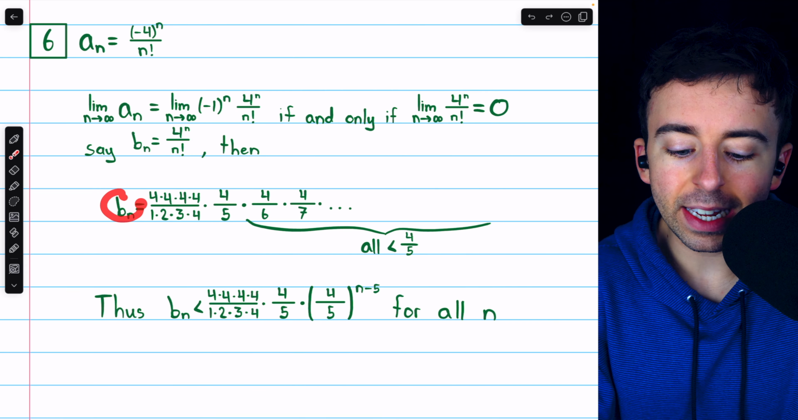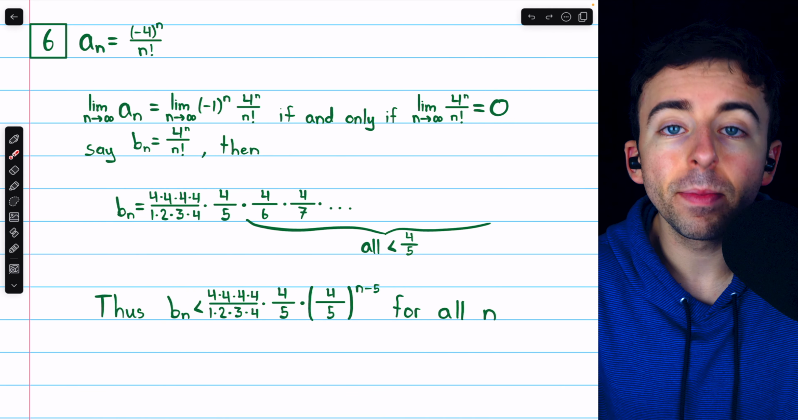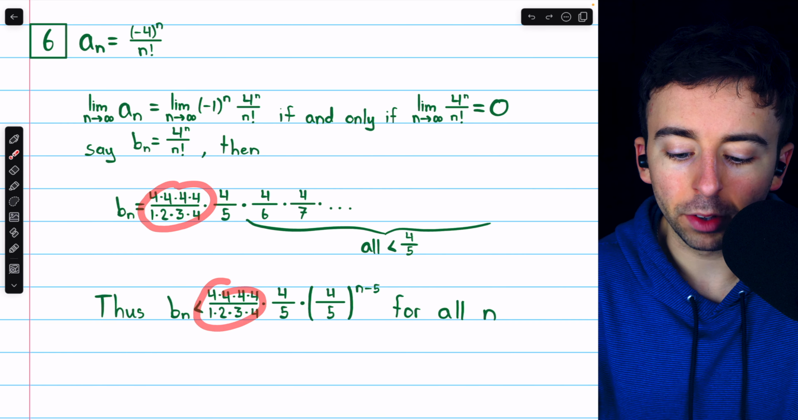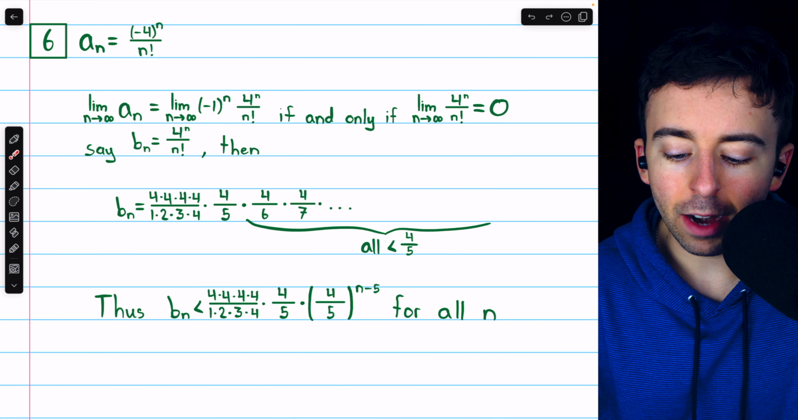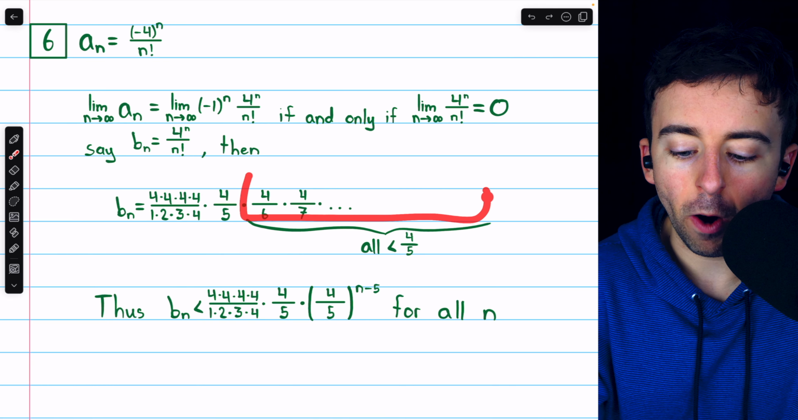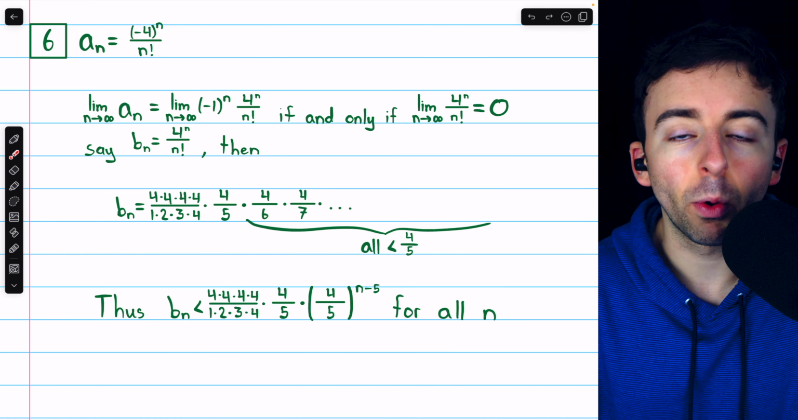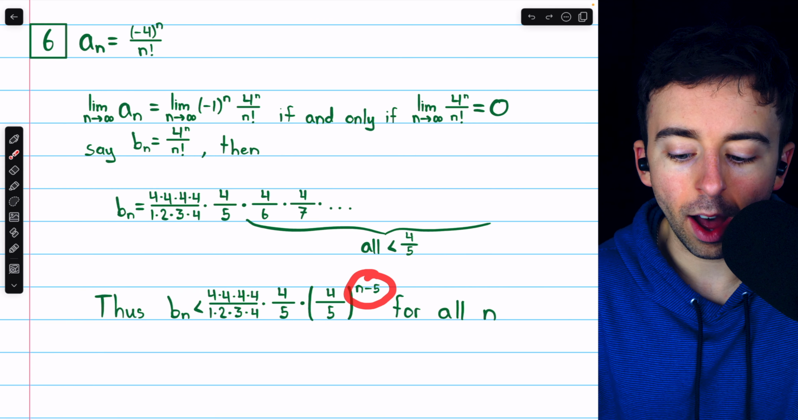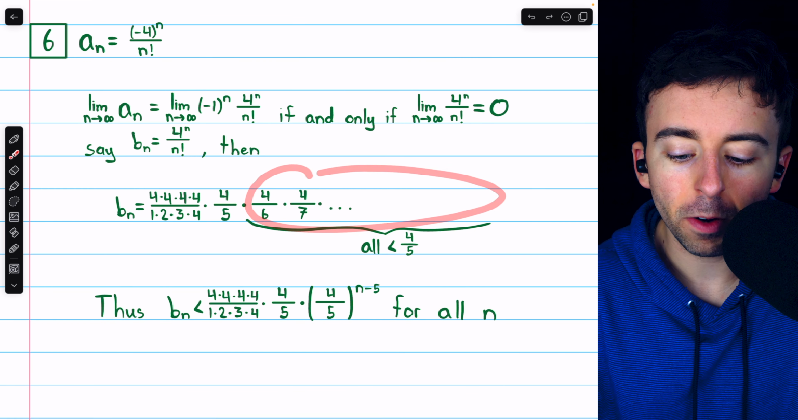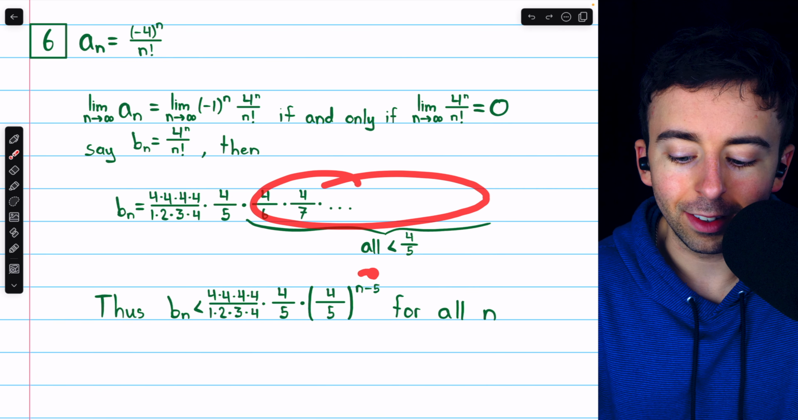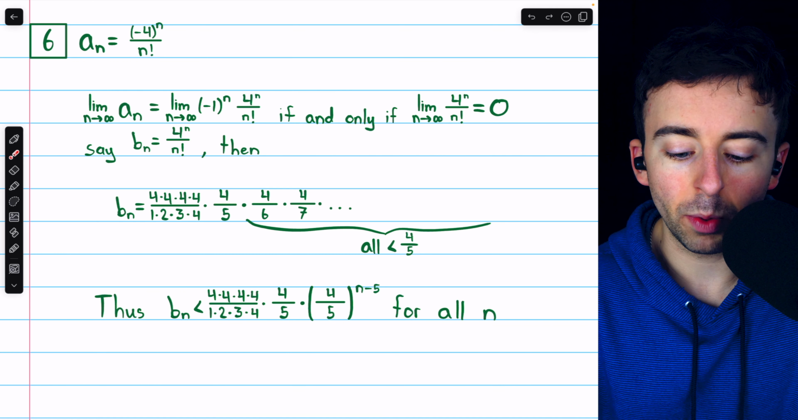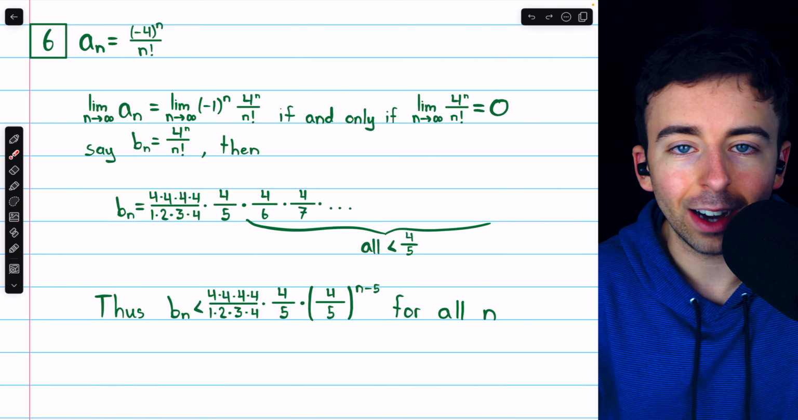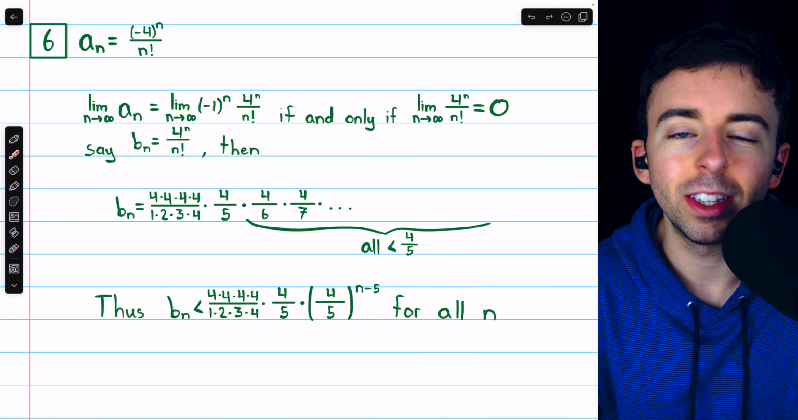So we can bound each term of the sequence Bn above by this expression. This is just that multiplied by that multiplied by however many factors there are here. They're all less than 4/5, so it would be less than 4/5 to the power of the number of factors that are here. The number of factors that are here is n minus 5, because what we have is 1, 2, 3, 4, 5. Each of those factors corresponds to a term of the sequence.